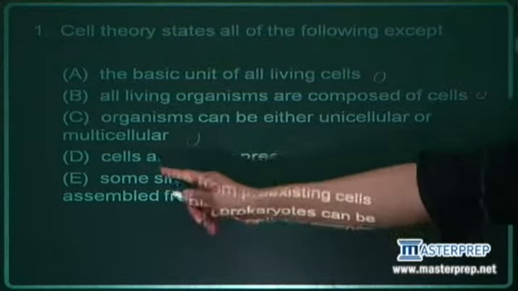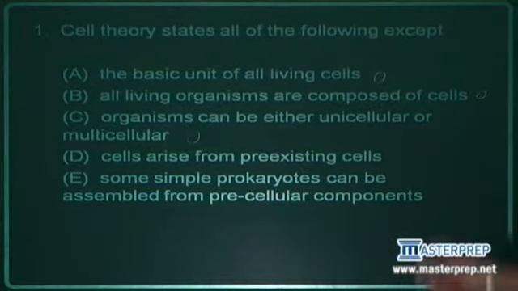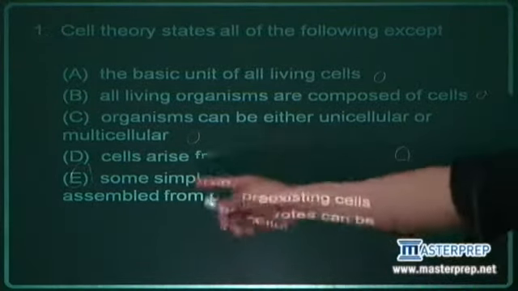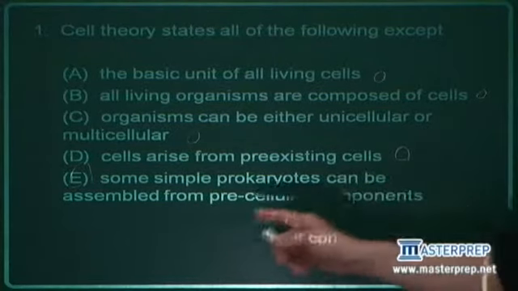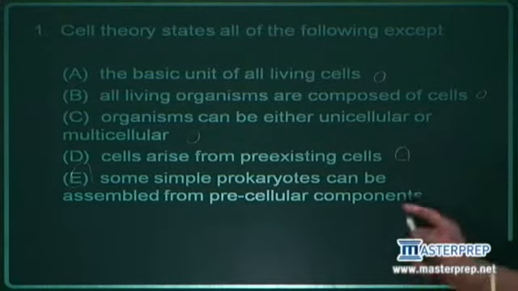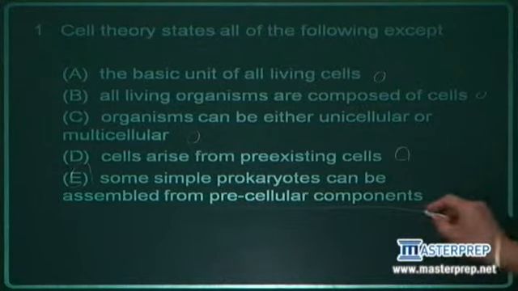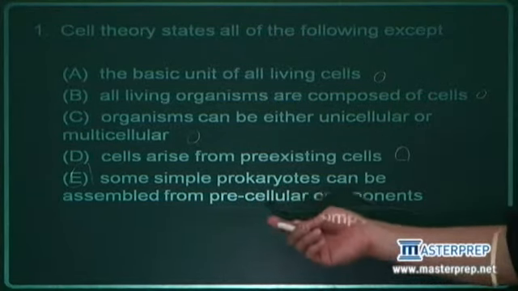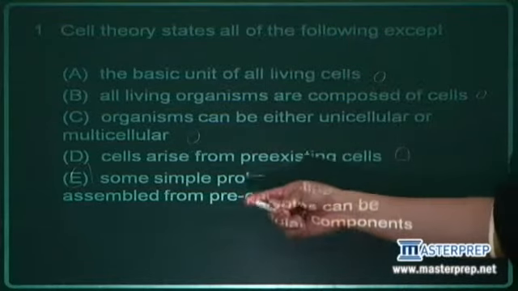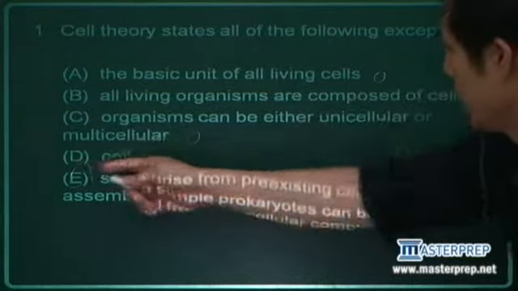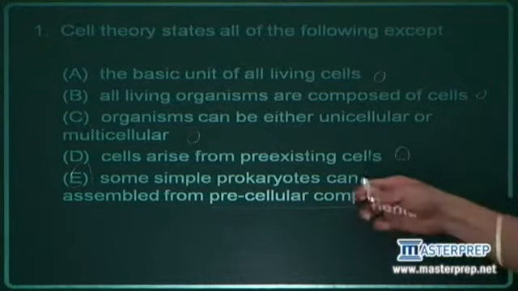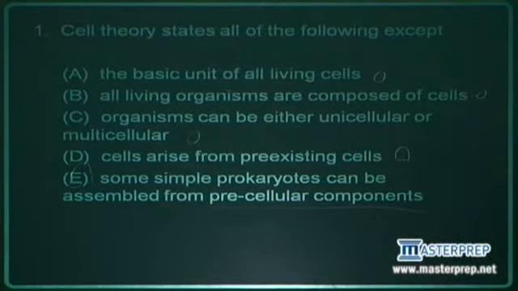And D, cells arise from pre-existing cells. Entirely correct. E is wrong, so that's our answer because it says some simple prokaryotes can be assembled from pre-cellular components. So it sounds very plausible, but it's in direct opposition to the statement D, which is the correct statement of the cell theory, right? So this is entirely wrong.